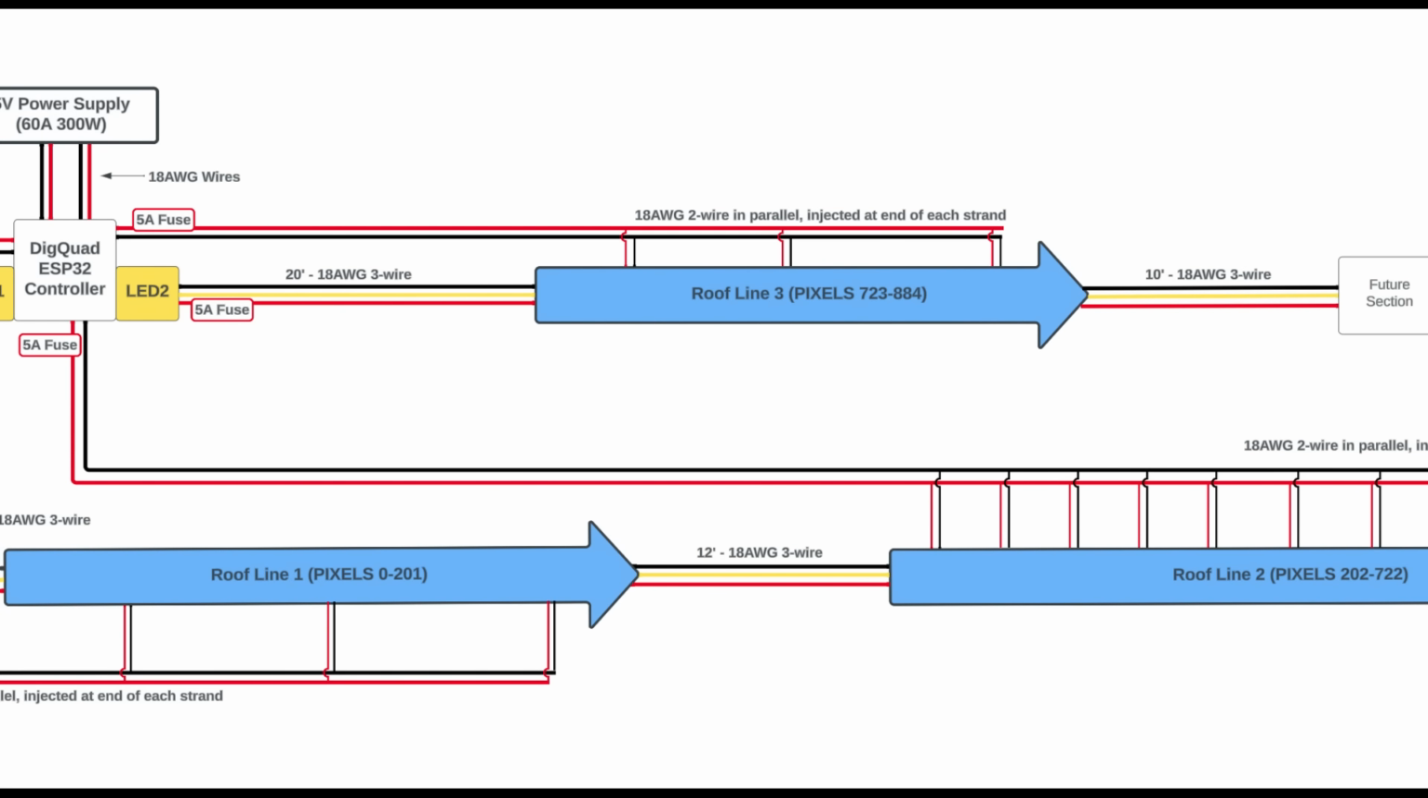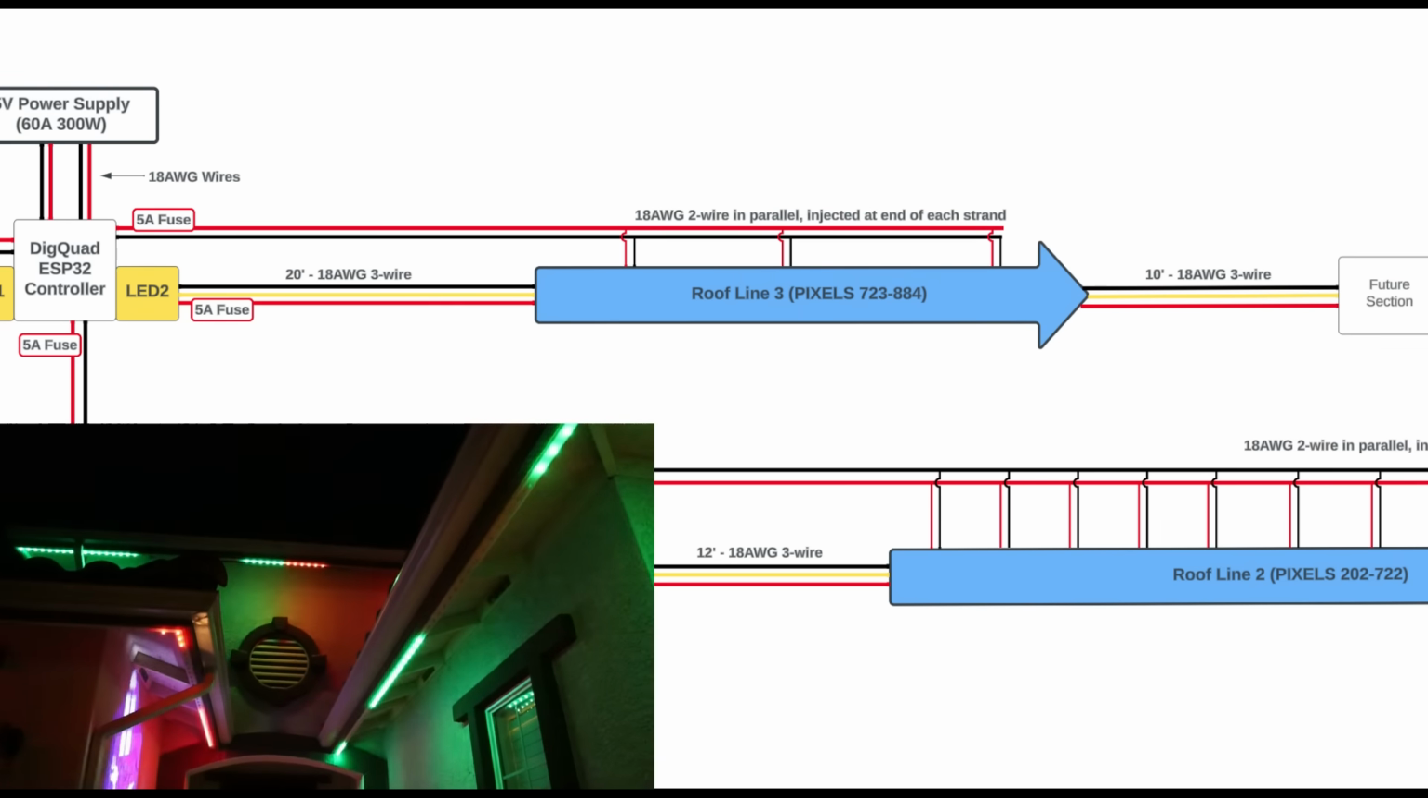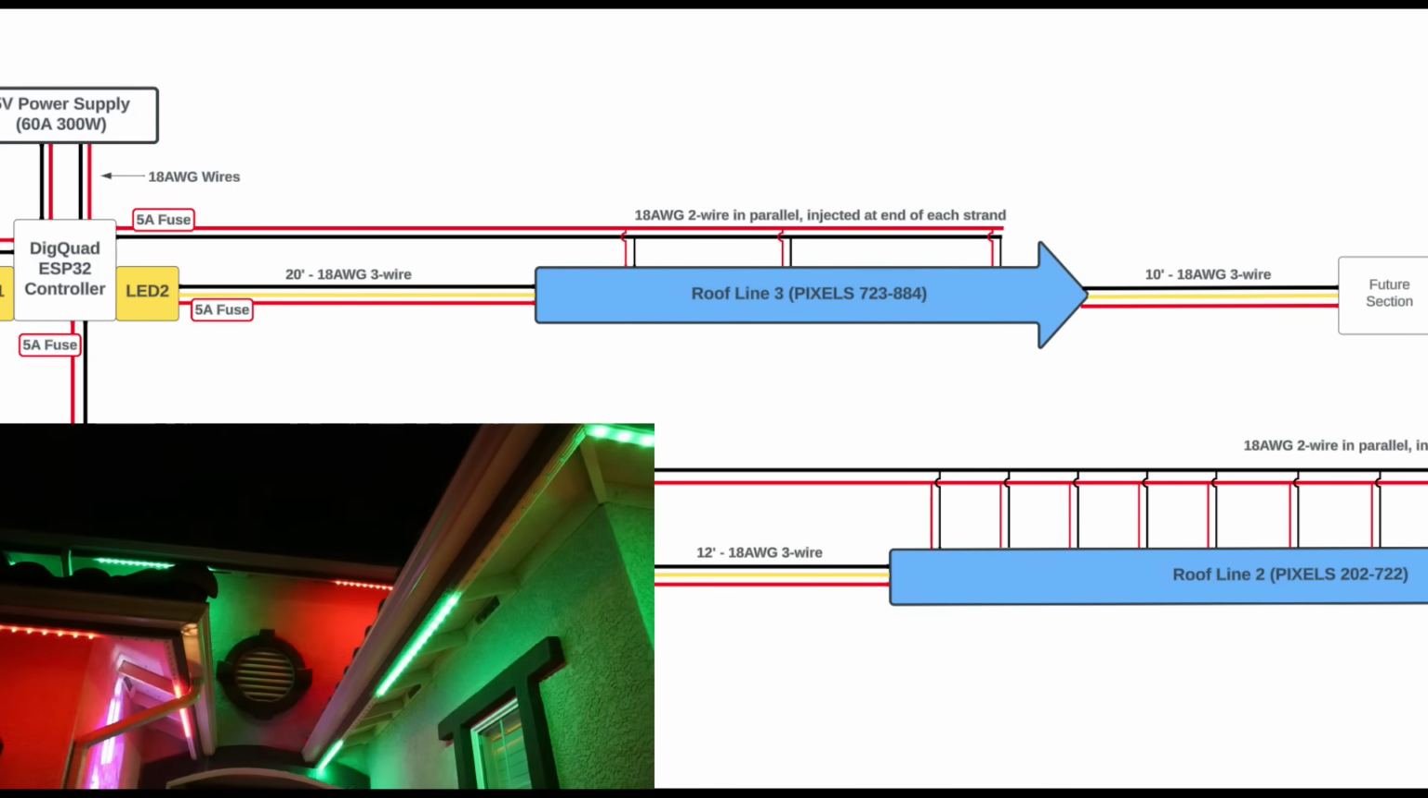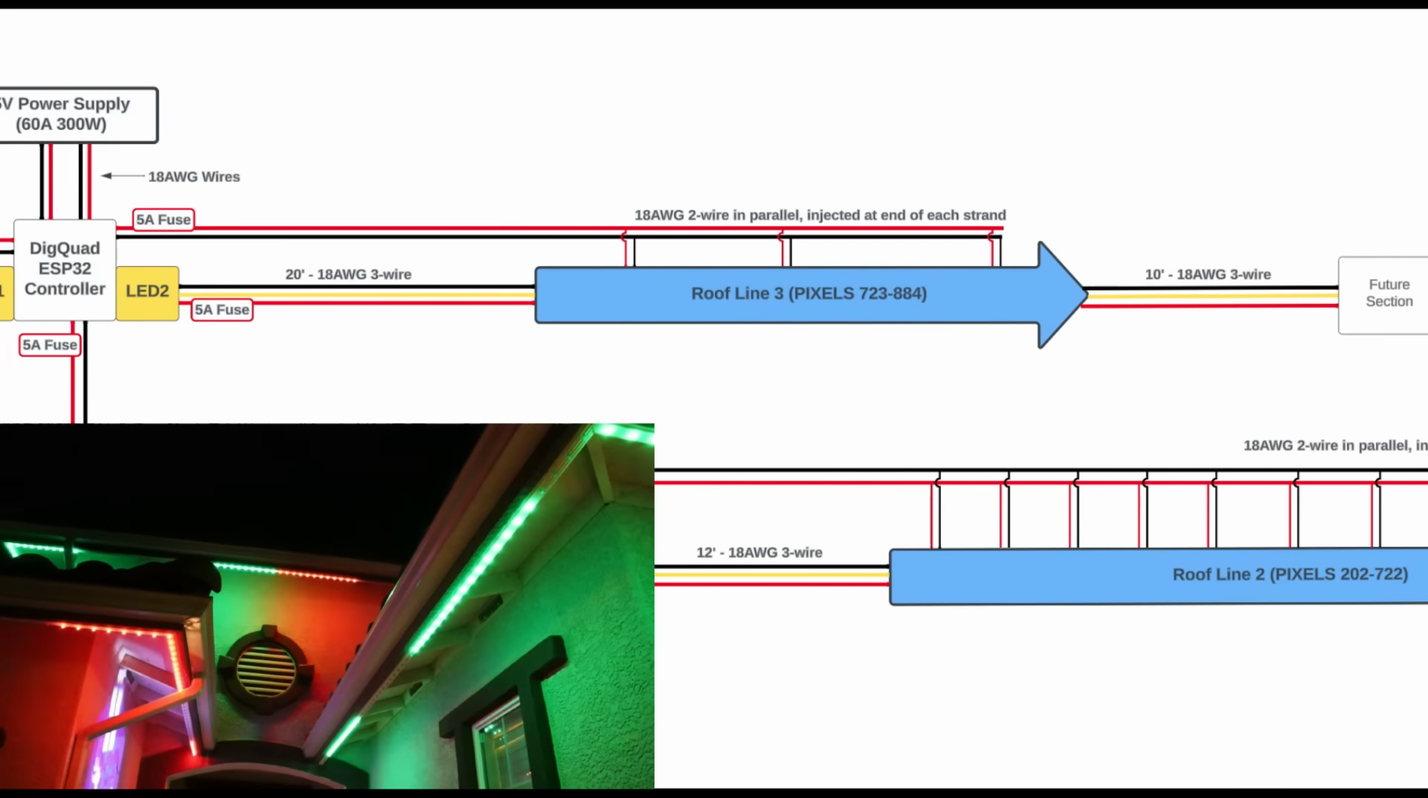And then for my last segment, which is my upper roofline, roofline 3, I decided to come off of the controller directly because it was a lot closer to the controller. So I just came off of the second LED output. That Dig quad board has 4 LED outputs. I'm only using LED 1 and LED 2 for this project. But I'm coming off that the same as I did roofline 1. I have a 3-wire 18 gauge line feeding that segment and then a separate power injection line coming off of there.